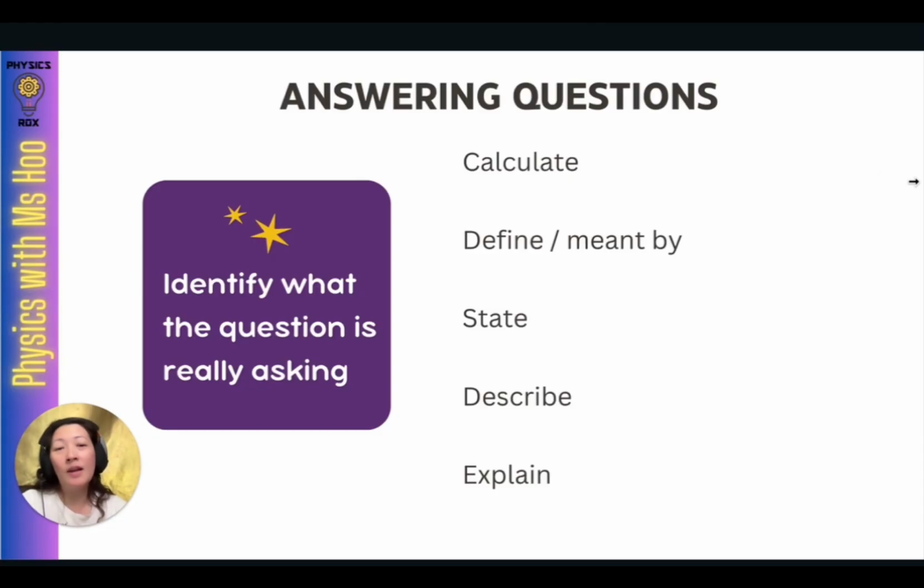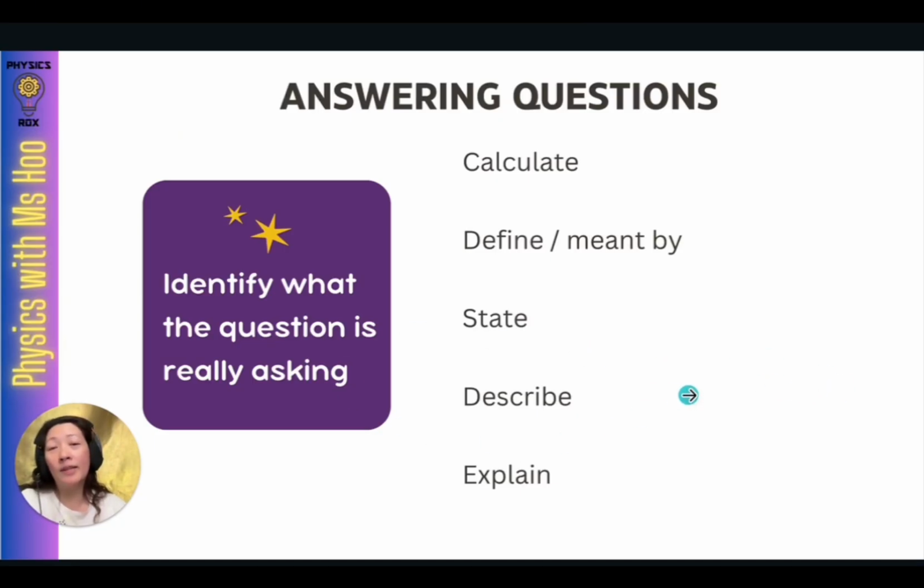So you'll find that these are the words that are commonly used in the questions in the paper. Calculate, of course, means that you need to use your calculator to calculate the number out. So when you see calculate, make sure you show your working. When you see define, sometimes you use the term meant by. This is asking for the definition. You could also see a question that asks you to state. So state tends to be a straightforward question. Normally it's a recall kind of question. For example, if you have to state the concept used in a particular situation.